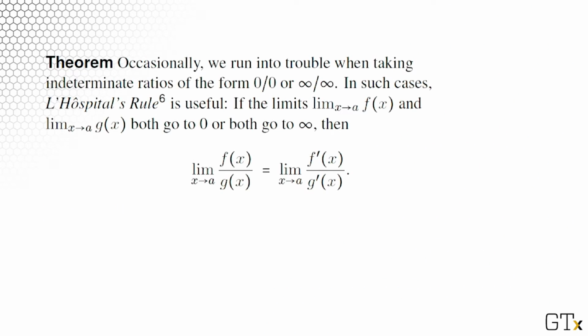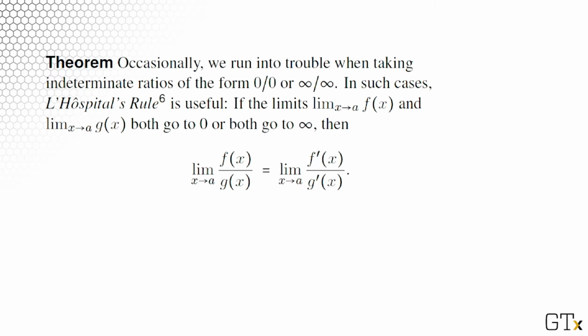So one last thing we'll talk about is L'Hopital's rule. Every once in a while, we get into trouble when we have something of the form 0 over 0 or infinity over infinity. So sometimes L'Hopital's rule is useful because it turns out that 0 over 0 or infinity over infinity could equal anything. So here's what it says.